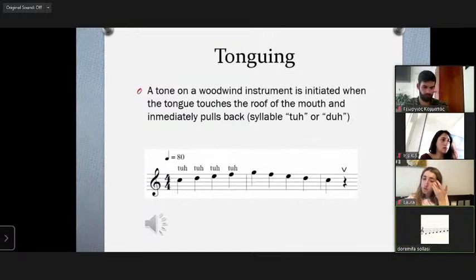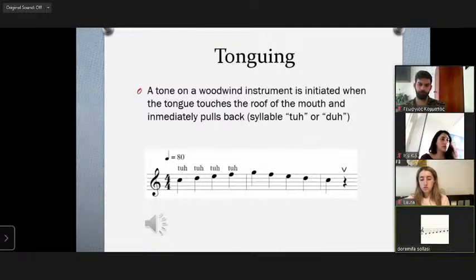Now let's talk about tonguing. Tonguing is a topic related to articulation. It's like in the string instruments, we study bowing, and in the woodwind instruments, we study tonguing. Tonguing refers to the different articulations that players do using the tongue.